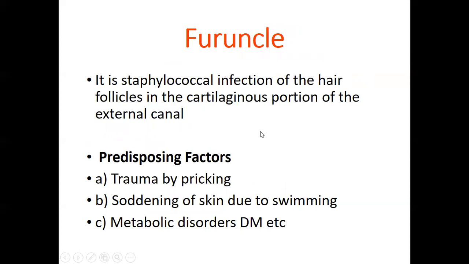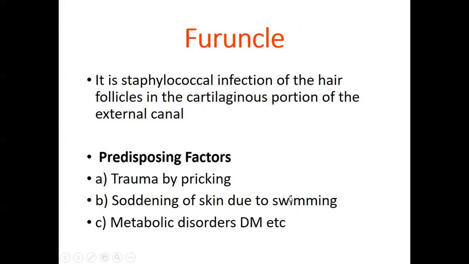Next cause for the pain in the ear is furuncle. What is furuncle? Furuncle is a staphylococcal infection, a simple bacterial infection of the hair follicles in the cartilaginous portion of the external canal. So this is a bacterial infection of the external canal. What are the predisposing factors? Why does this infection occur? Trauma by pricking, sogginess of the skin due to swimming.